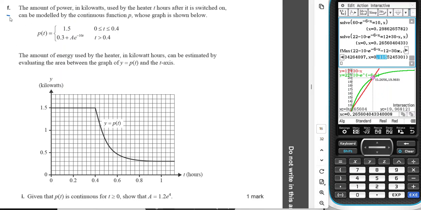So question 2f. The amount of power in kilowatts used by a heater t seconds after it's switched on can be modeled by this. The amount of energy used by the heater can be estimated by the area. Okay, so this under here is the energy used.